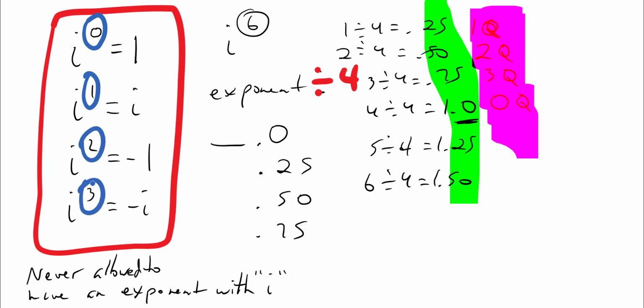Okay, so if there's 0 quarters left, it's i to the 0, which is 1. If there's 1/4 left, it's i to the 1st power because it's 1/4, that's 0.25. It's 0.50, 50 cents, which is 2 quarters. Now we're at this guy right here, so i squared, which is -1. And if 0.75 is the remainder, that means it's 3 quarters.